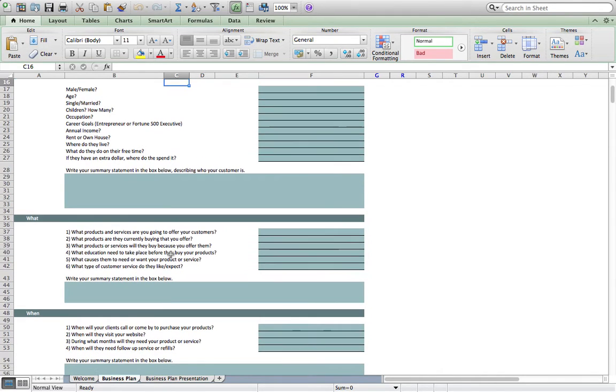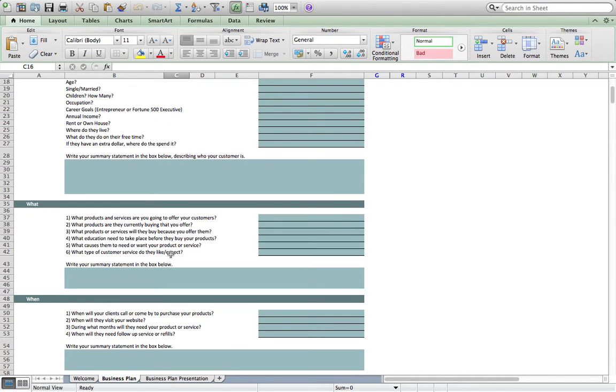The next is the what. What are you offering, your products? And I mean, what products are you offering? And taking into consideration what products you're offering in your industry, is there education that needs to take place? If so, what education needs to take place? And what's the motivation behind them needing your product or service? And other questions such as what type of customer service do they like or expect?